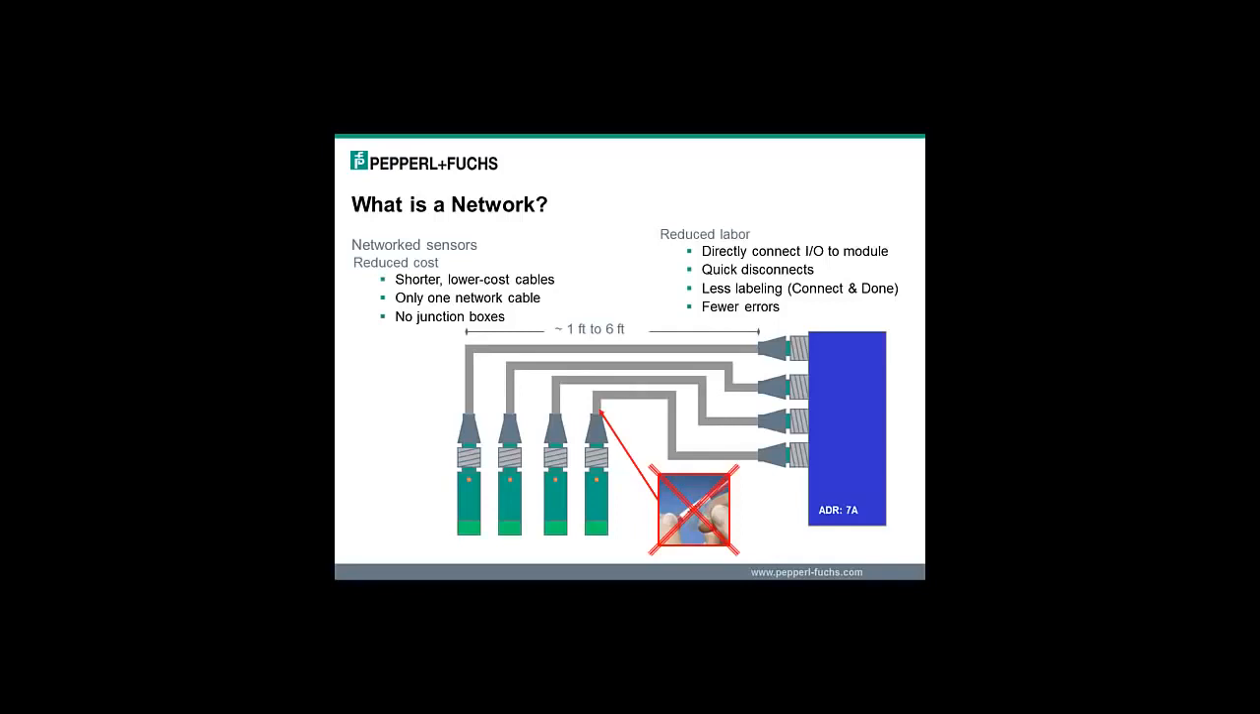Shorter and fewer cables cost a lot less money. Instead of hundreds of cables, only the network cable is routed along the machine. Using a network cable also reduces the size of the cable tray or conduit and can even make them unnecessary in many cases. Finding I/O modules with a suitable IP rating eliminates the need for junction boxes.